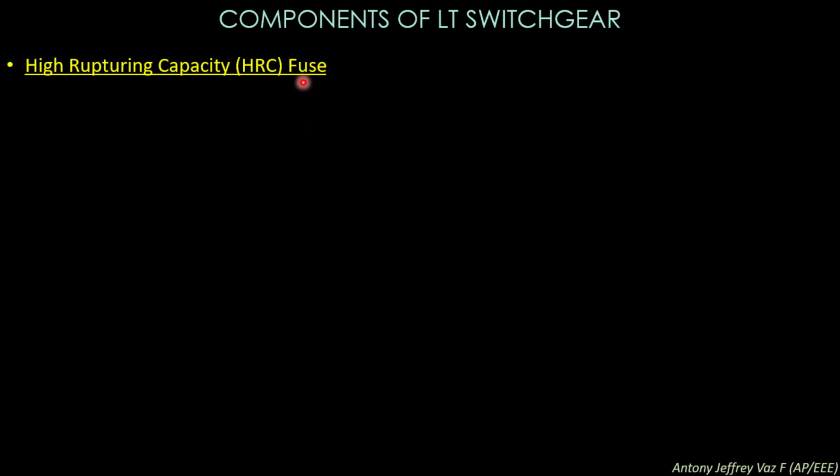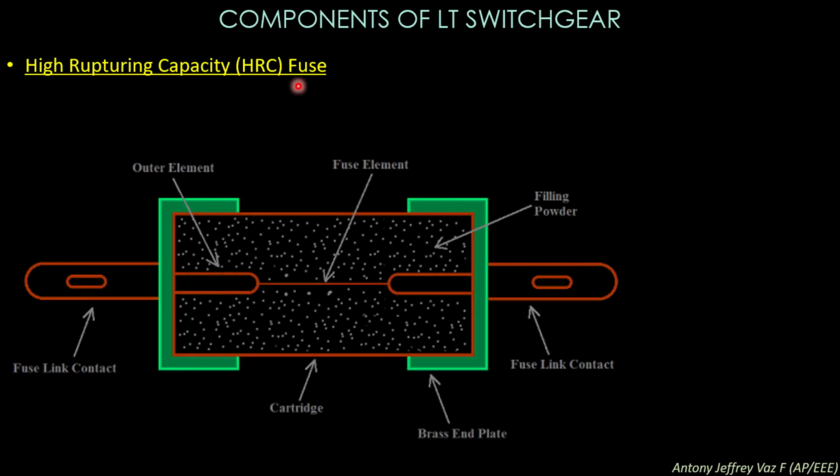High rupturing capacity, HRC fuse. This is the next type of fuse. In an HRC fuse, you will have the outer jacket and a cartridge, and this cartridge is made up of a glass envelope or a plastic envelope. Here you will have two electrodes. One is the fuse link contact, and here also you will have a fuse link contact. These two are the metal plates which will be in contact with the outer portion.